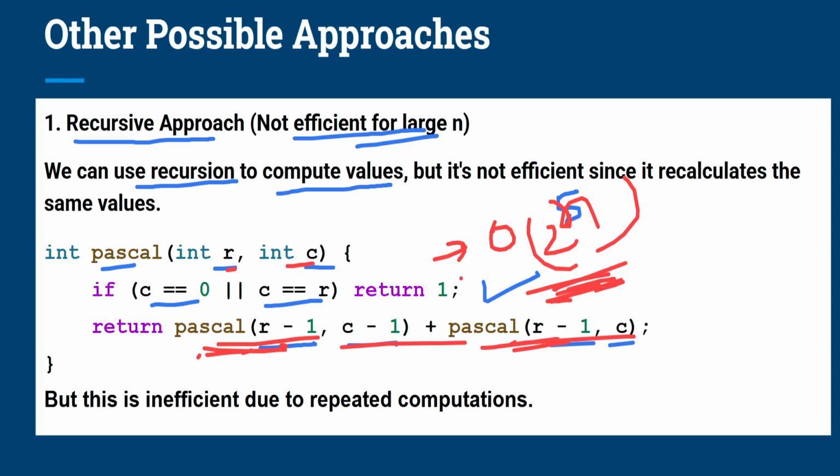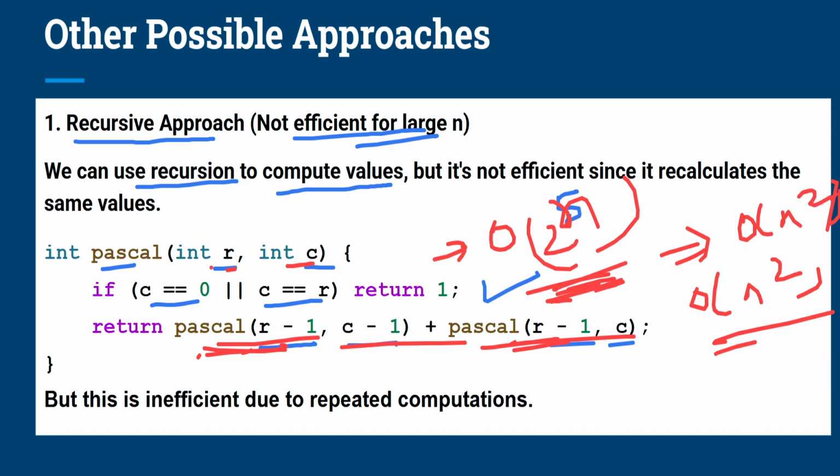But if you apply the memorization DP, let's suppose you store the value somewhere. It will take O of n square, because we are pre-calculating the value and storing it somewhere. The space complexity will be the same, O of n square. So whether you use the recursive approach or the previous approach, both will take O of n square if you use DP here. I hope you understand, right?